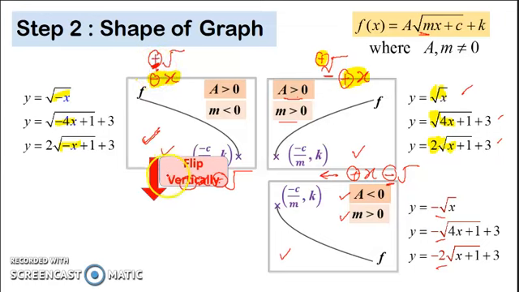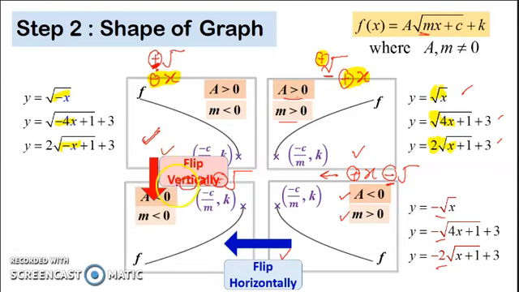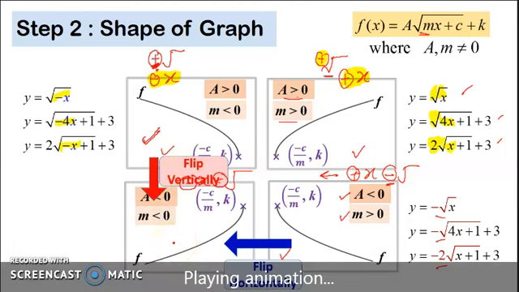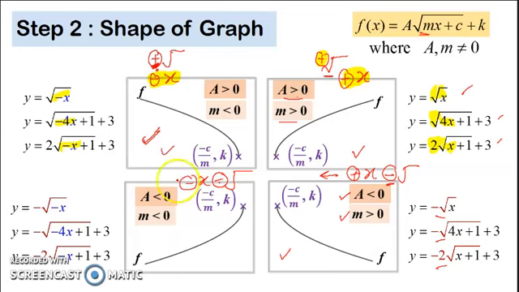So I need to flick it vertically. And from this positive x changing to negative x, I need to flick it horizontally. Both of these will come up with the result that this is the shape of the graph. In this case, I have negative x, negative square root, which corresponds to a is less than 0, m is less than 0.